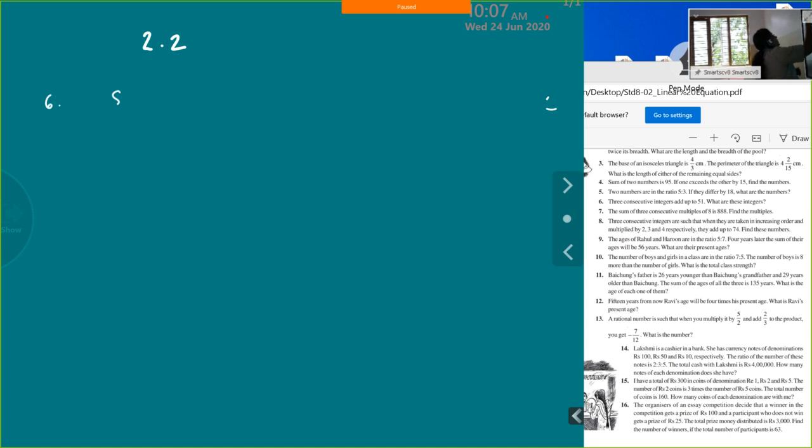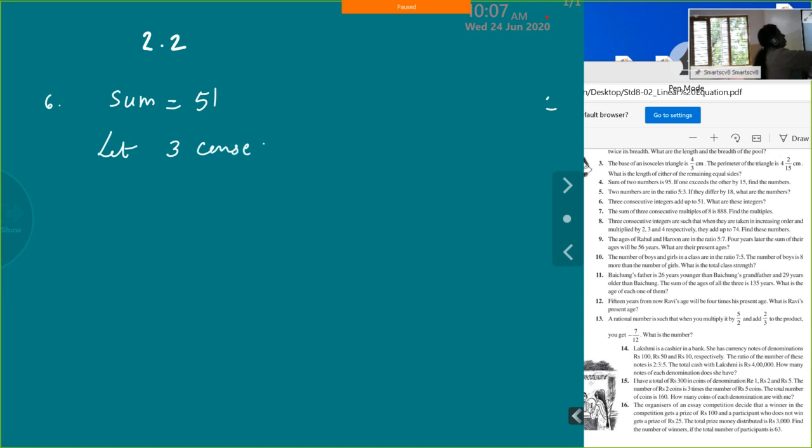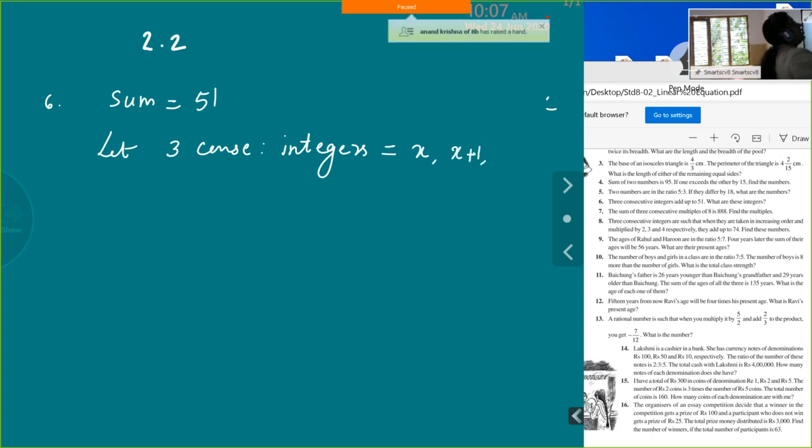So it is given to you that the sum is 51. Whose sum? The sum of the consecutive integers is given as 51. We already discussed how we take 3 consecutive numbers or integers. So the 3 consecutive integers are, what is the difference then? x, then the next number will be x plus 1, then x plus 2.